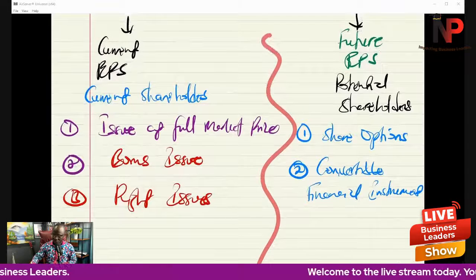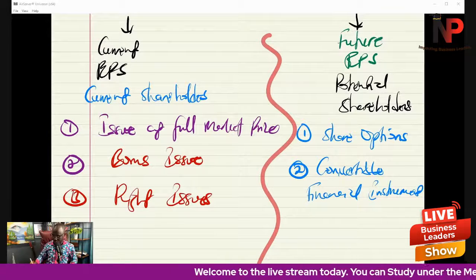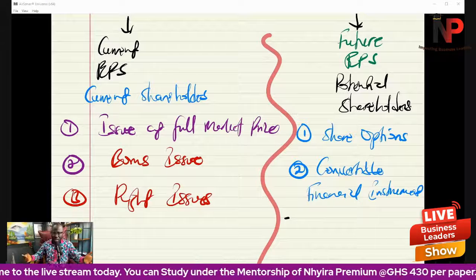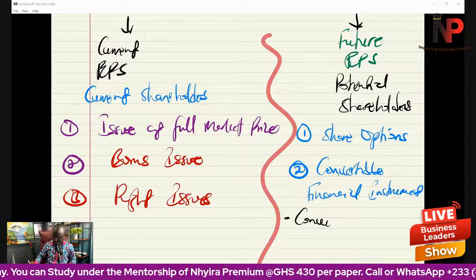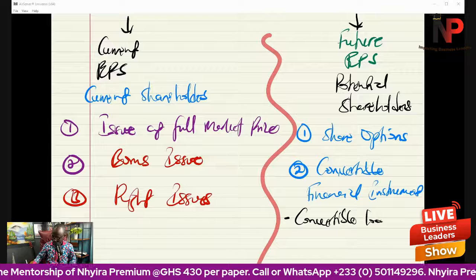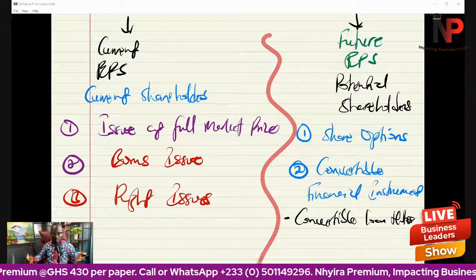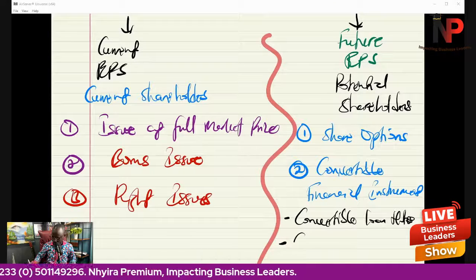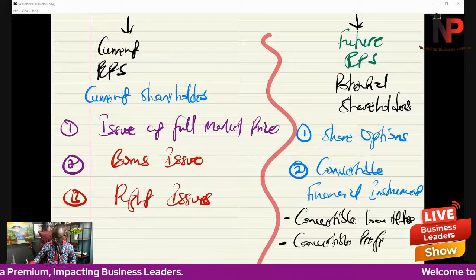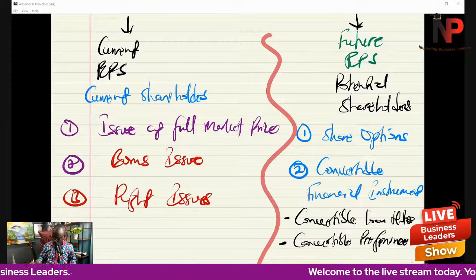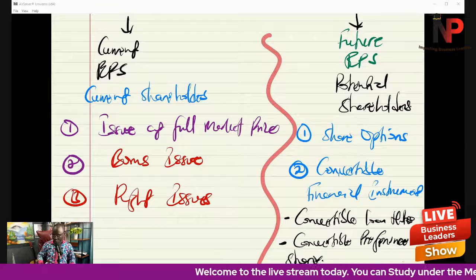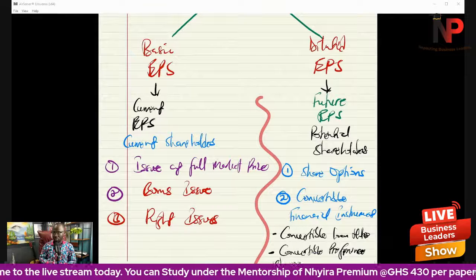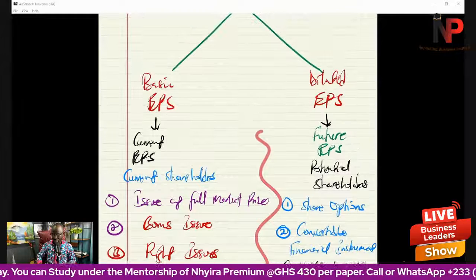Now, when it comes to convertible financial instruments, it depends. Either the entity issues convertible loan notes, as covered in IFRS 9, or the entity issues convertible preference shares, because there are certain preference shares that can be convertible. So this is how the overall discussion is going to be in relation to IAS 33 earnings per share.